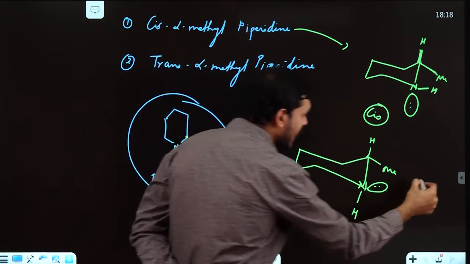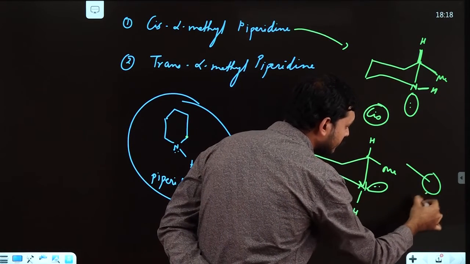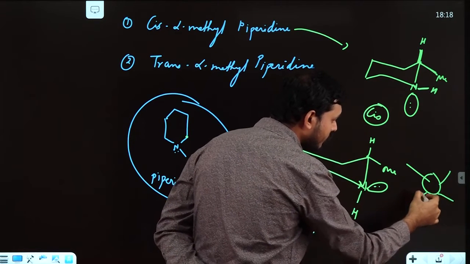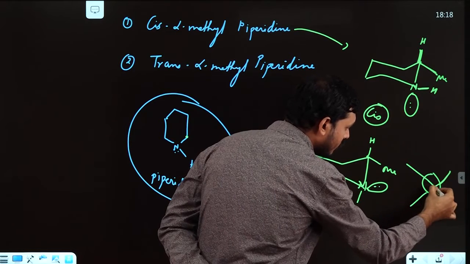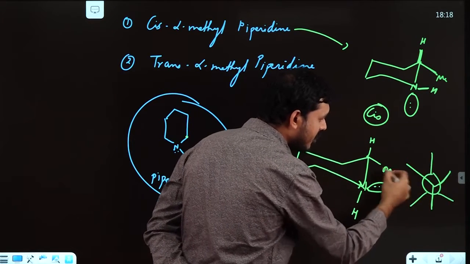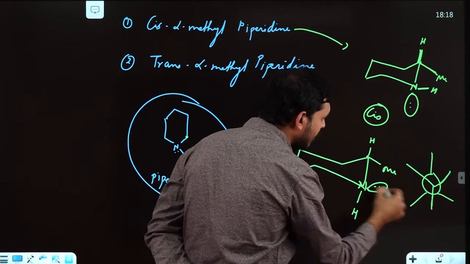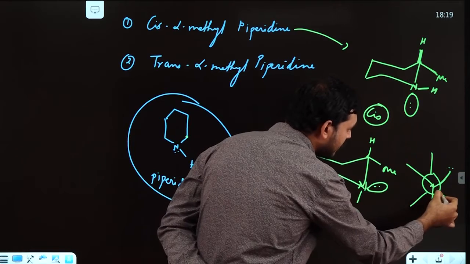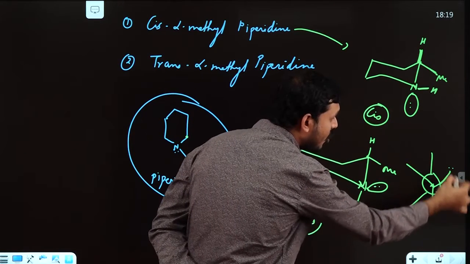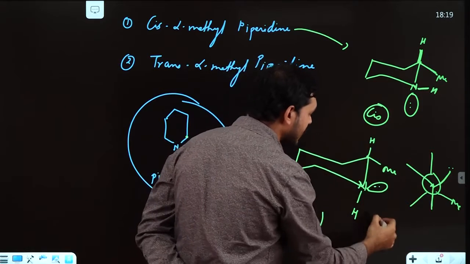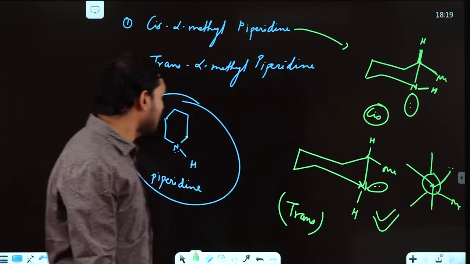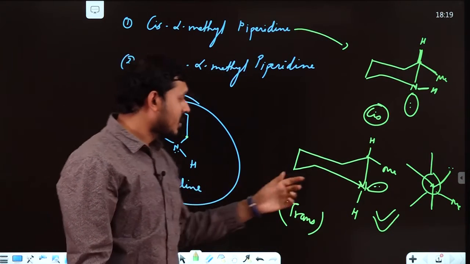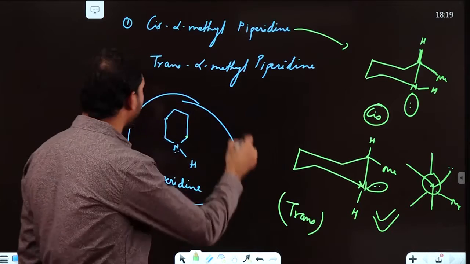If you remember that case, this side will be your another ring. So if you remember that part, this nitrogen has lone pair this side, then this methyl will be from the second carbon this side, and both are gauche to each other. So this is the most stable form. So among cis alpha methyl piperidine and trans alpha methyl piperidine, the trans form will be more stable.